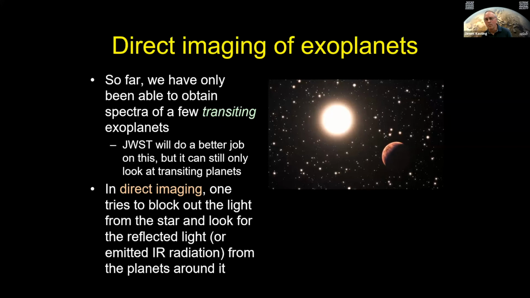But most of what we can do today is get spectra of transiting planets. And even with JWST, it'll do a much better job on transit spectra, but you're still limited to planets that transit. In direct imaging, we want to block out the light from the star and look for either the reflected light or the emitted IR radiation from the planets around it. So that, I will argue, is what we need to do to really figure out if there are habitable planets out there and life.